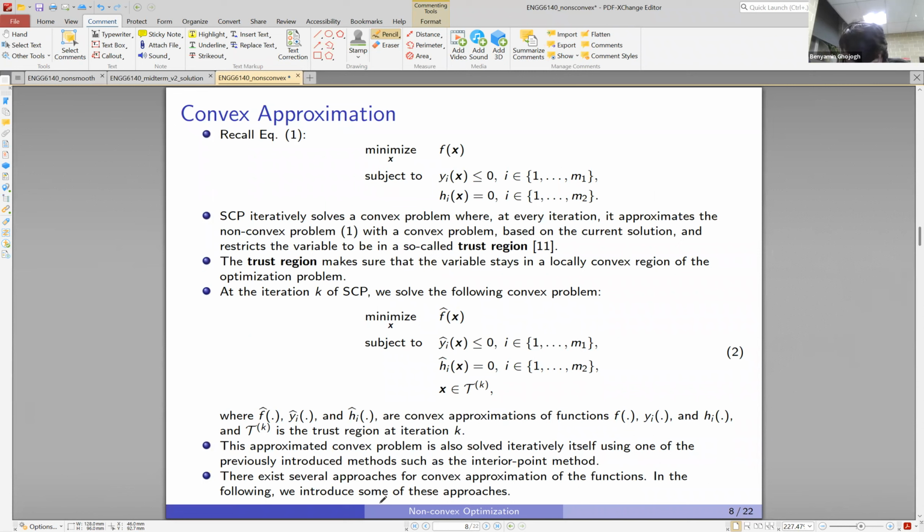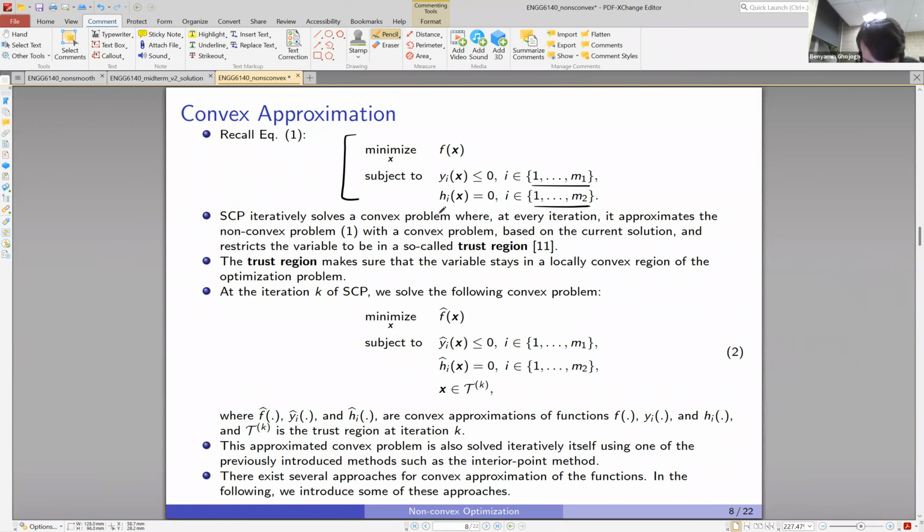So what we have is this. Recall equation 1, where we are minimizing a function f of x subject to these constraints. We have m1 inequality constraints and m2 equality constraints, denoted by yi and hi, respectively.